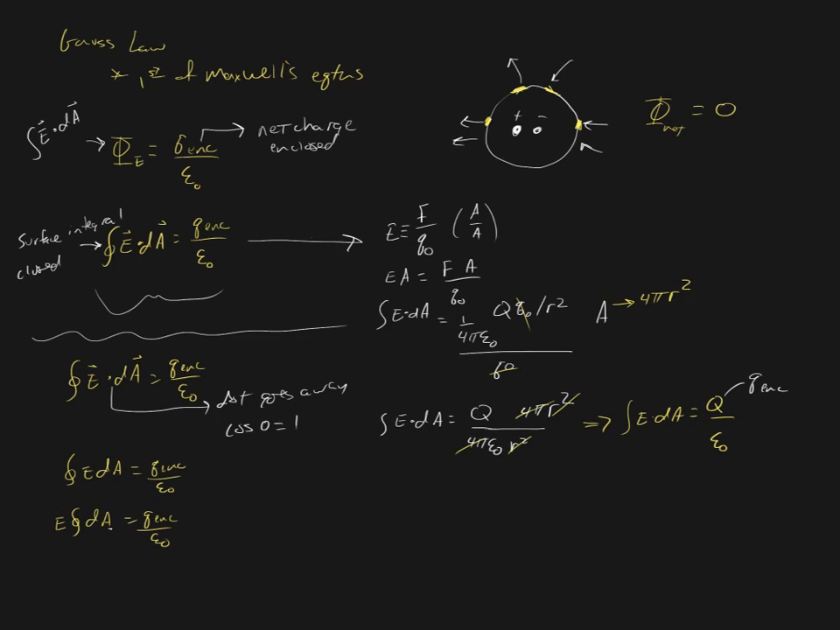But dA is going to be one of those three fundamental geometries that we're familiar with. And so the integral of dA is going to become just A. So we end up with E times A is equal to Q enclosed over epsilon naught. This is actually the functional form of Gauss's law for virtually all the problems that we do.